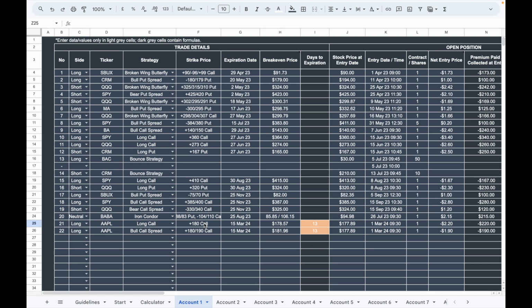The next example I'm going to show you is how to input the option strategies that involve more than one leg.